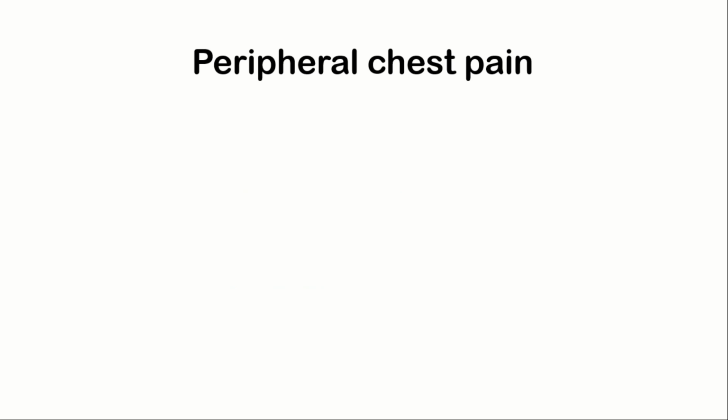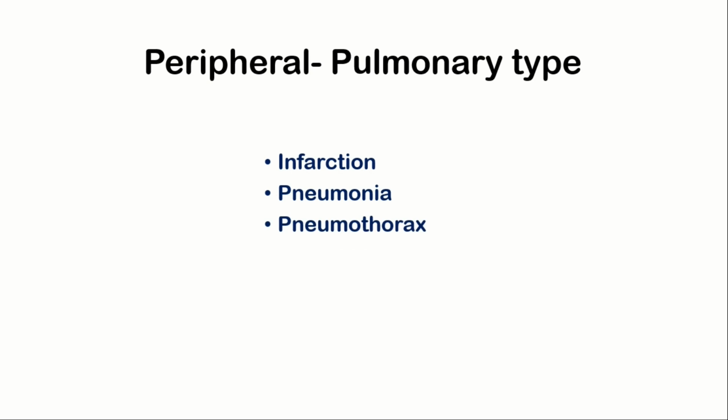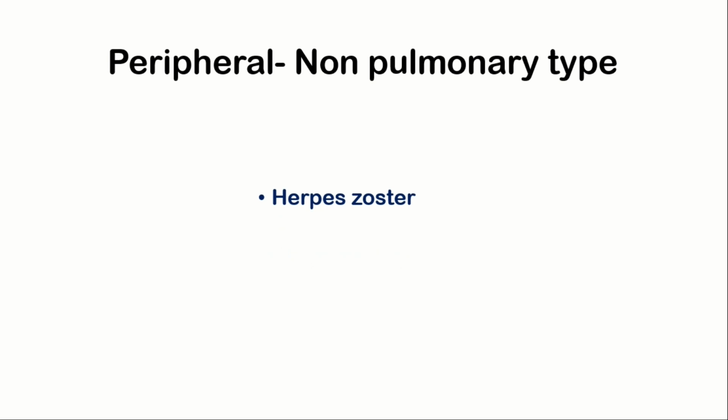Now let's come to causes of peripheral chest pain. Causes of peripheral chest pain can be further divided into pulmonary and non-pulmonary causes. Pulmonary causes of peripheral chest pain are infarction, pneumonia, pneumothorax, lung cancer, and cancers of pleura such as mesothelioma. Non-pulmonary causes can be herpes zoster infection and trauma to the chest. Herpes zoster is a disease that is due to secondary infection due to the chickenpox virus.